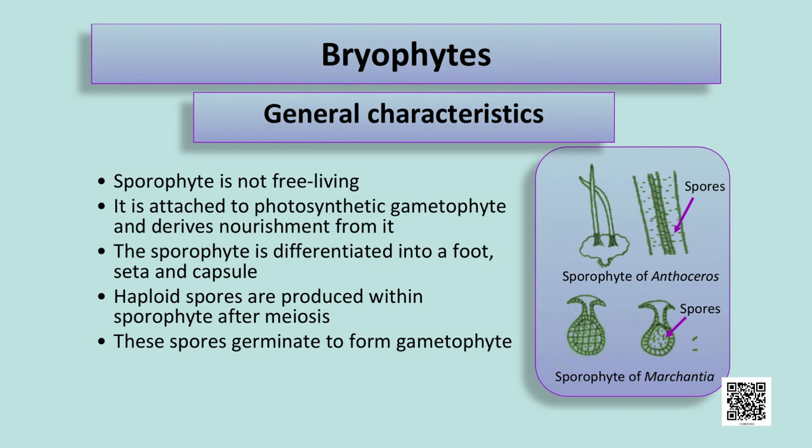The sporophyte is not free living. It derives its nutrition from gametophyte. Within sporophyte, some special cells of capsule undergo meiosis and produce haploid spores. The sporophyte dies when they dry out and spores are liberated. These spores, when they germinate, develop into a new gametophyte.